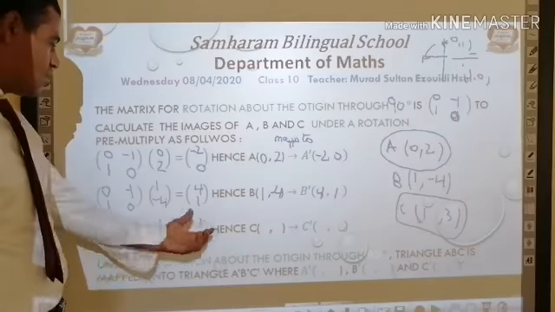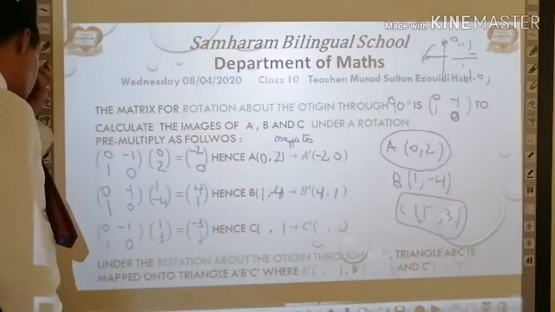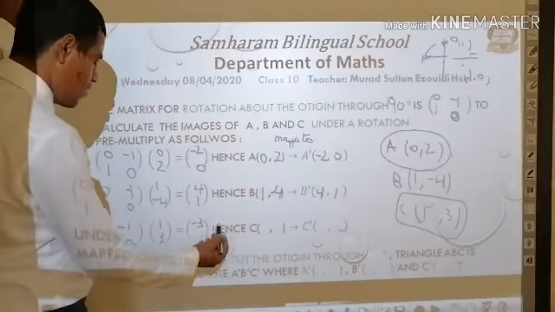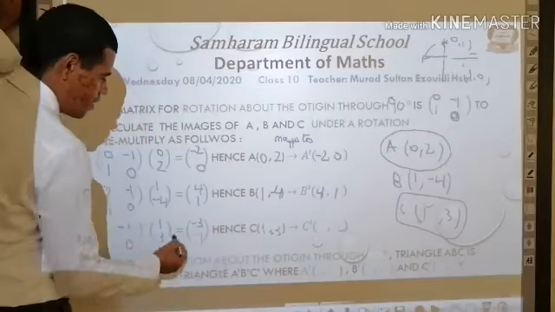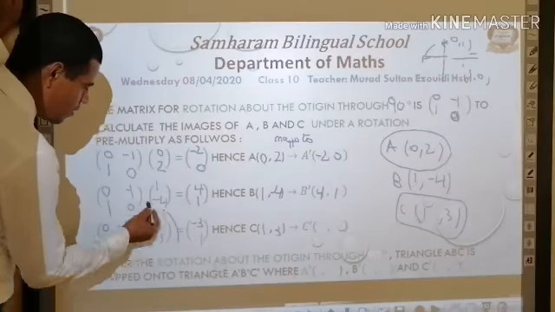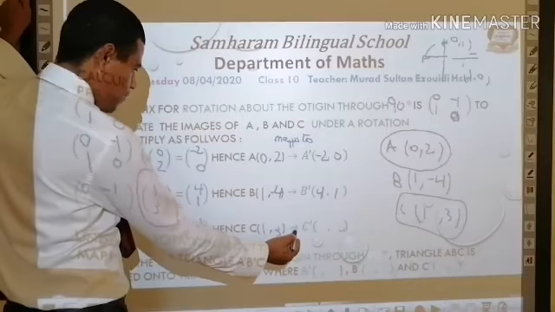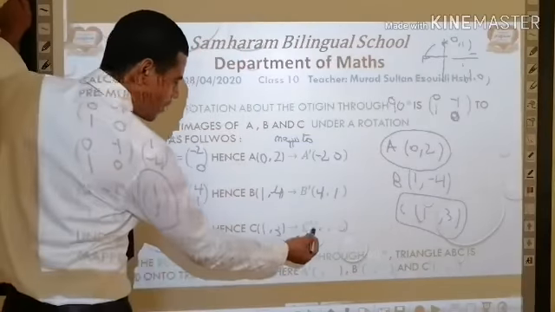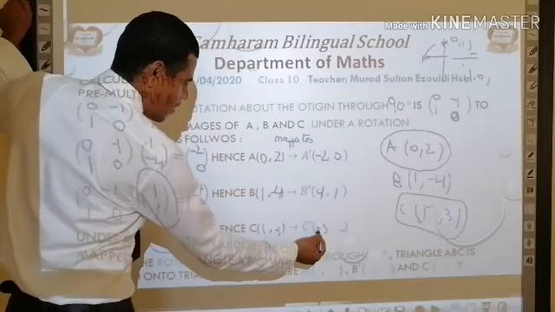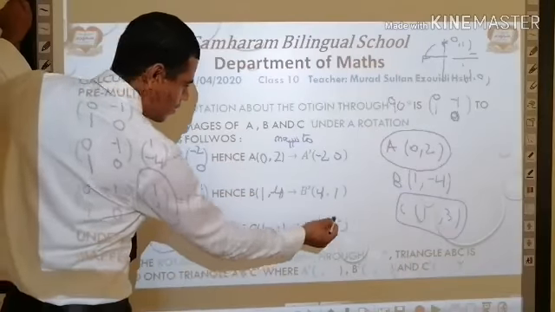Hence now you can write down the coordinates of the image of the point C. C of coordinates 1, 3 maps to C prime of coordinates negative 3, 1.